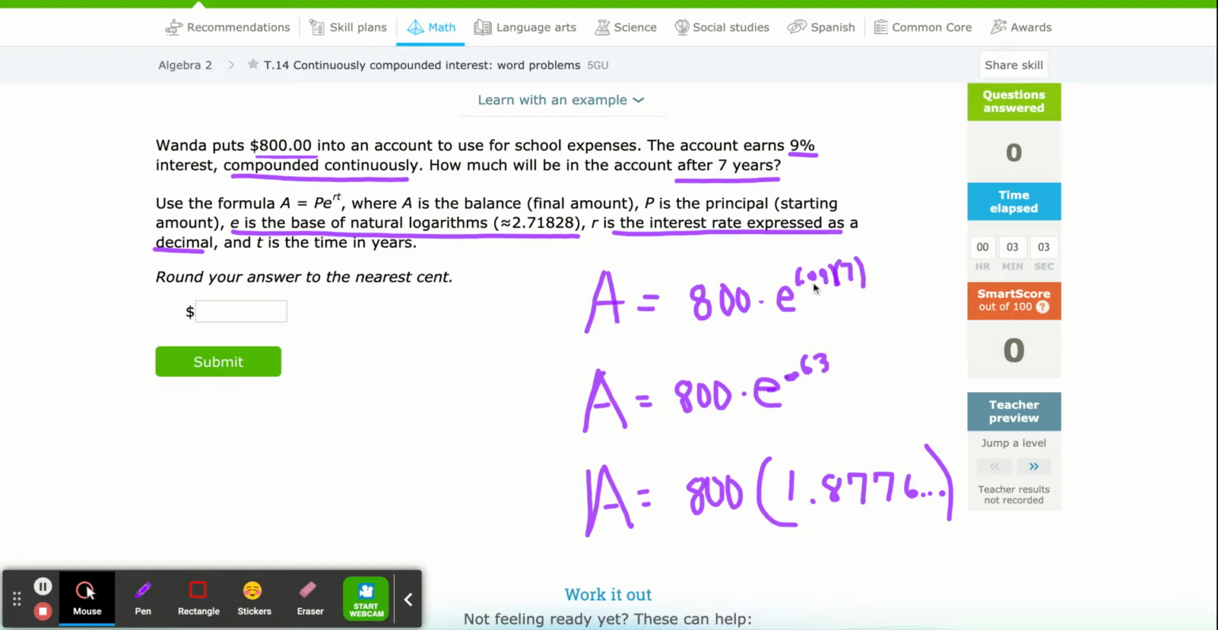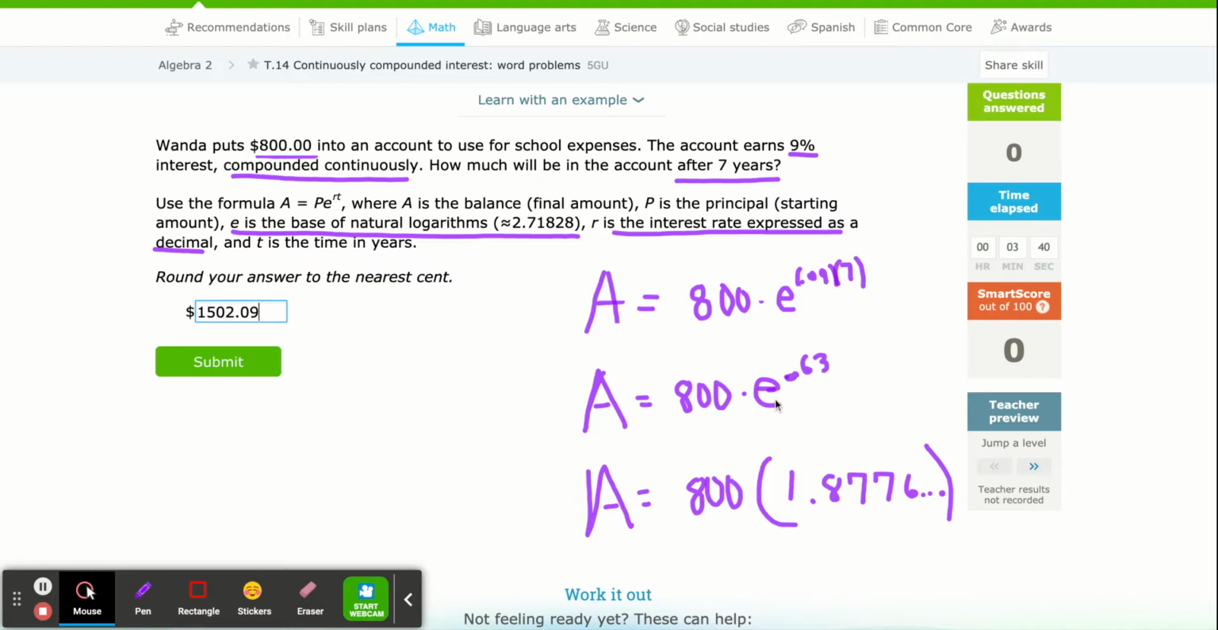So what I did is I multiplied the 0.09 times the 7 first and got 0.63. Now, E on your calculator usually is the second function of your natural log, the ln button. So if you find your ln button, if you look above it, you most likely will see E with a little x above it. So I took E and I raised it to 0.63 and got 1.8776... And then I times that by 800 and I get a final amount of $1,502.09 if I round to the nearest cent. It says round to the nearest cent.